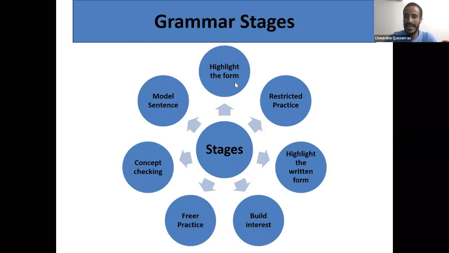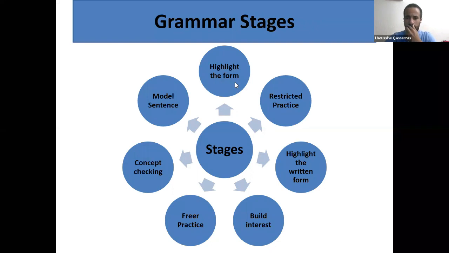Number three, highlight the form. Ines, Saudi, highlight the form. Okay, number four, what do you think? Number four. Yes, restricted practice. All right, we will see. Okay, I'm not going to give you the correct answer.